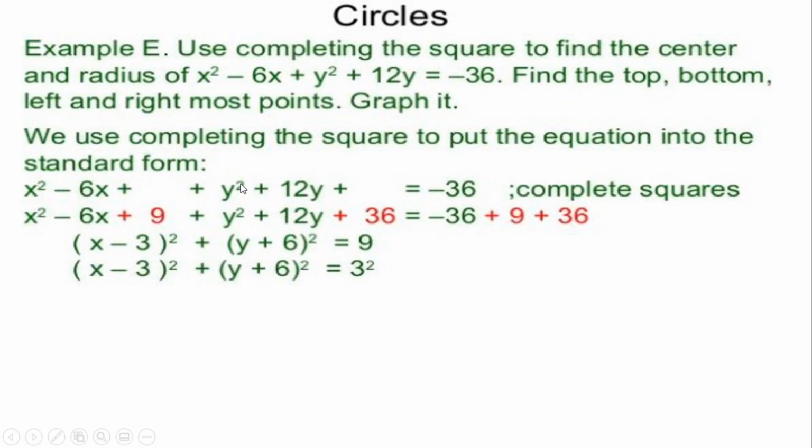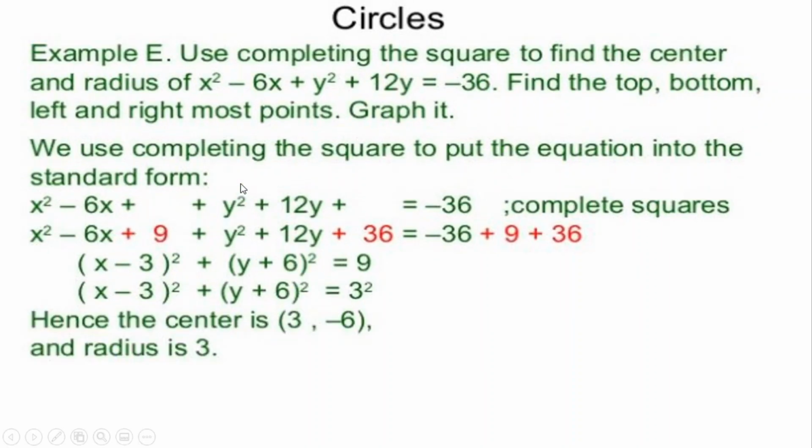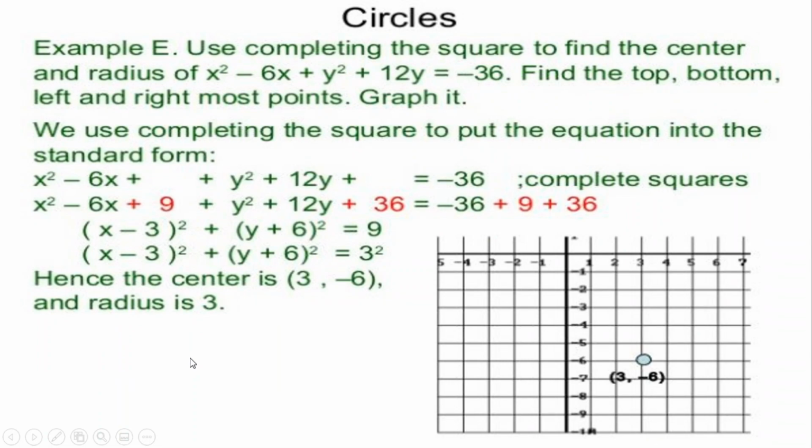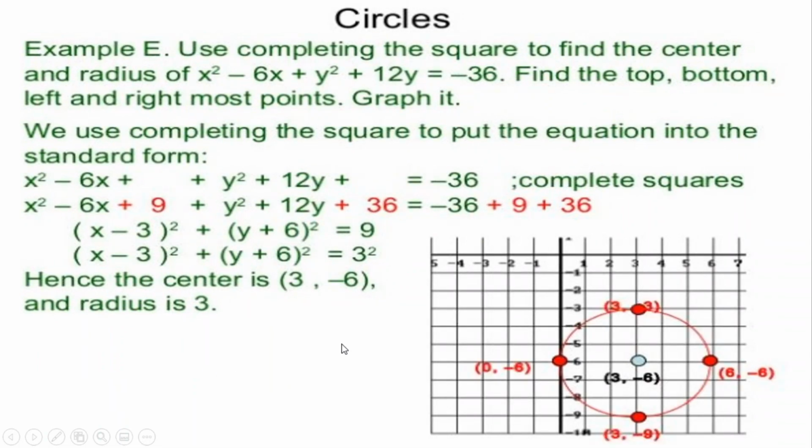Okay, this one. Hence, the center is 3, negative 6, and the radius is 3. So, we are going to graph it. Okay, same again. Since 3 is our radius, we are going to count 3 up, down, left, and right. So, 1, 2, 3, 1, 2, 3, 1, 2, 3, 1, 2, 3.